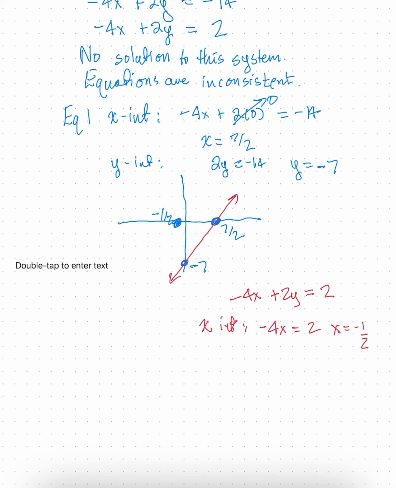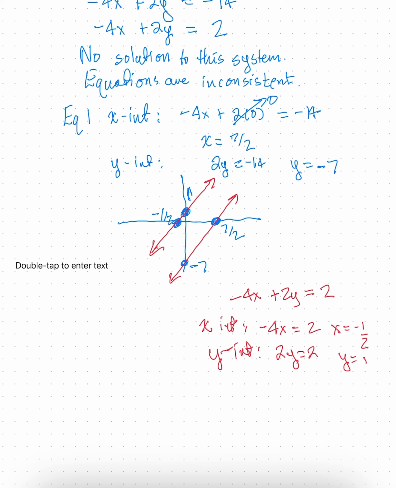And then for the y-intercept, what we would have is 2y equals 2. When we plug in 0 for x, that's what we're left with. 2y equals 2, y equals 1. And let's plot that second point up here. So this is 1. And let's just put our straight edge down between those 2 points and draw our line through those 2 points.